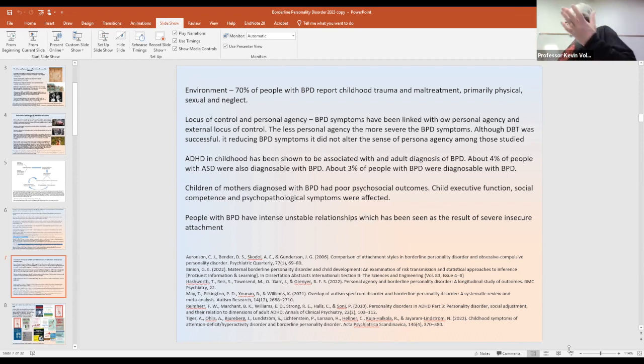So again, in this case, it's insecure attachment. You guys know what insecure attachment is? I mean, it is what it sounds like, right? It's where the baby doesn't securely attach to the parent, and later on, he has a need and wants to attach to people and all sorts of things, right? So this is all something you see in borderline personality disorder: severe insecure attachment.